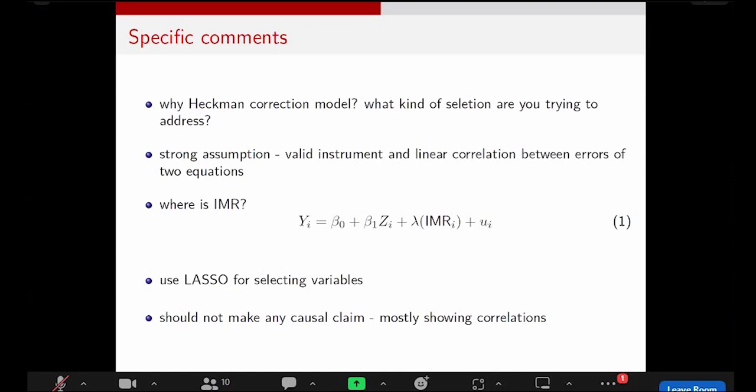So I would request the author to spend a bit more time and come up with some stories why the Heckman model is suitable to do identification and the causal effect estimation, because we know there is a very clear selection story going on over here, but it needs to be spelled out in the paper.